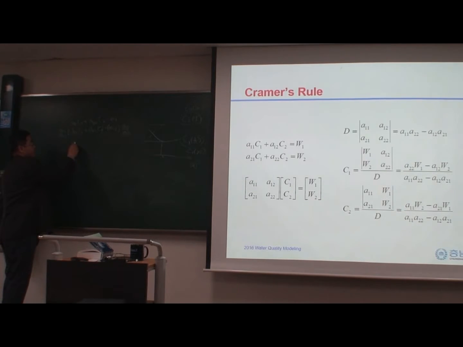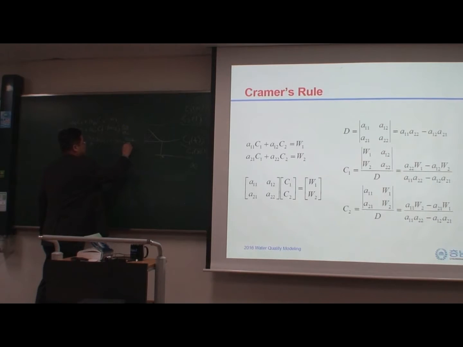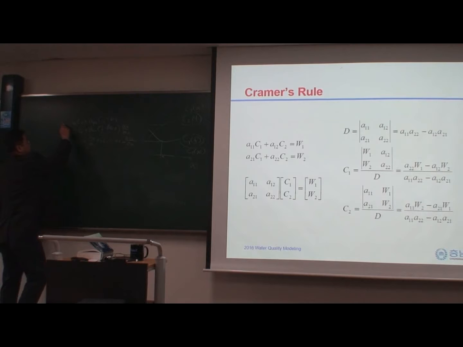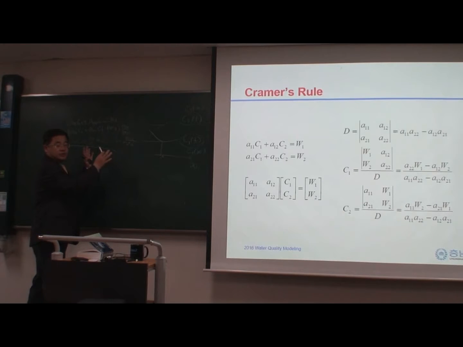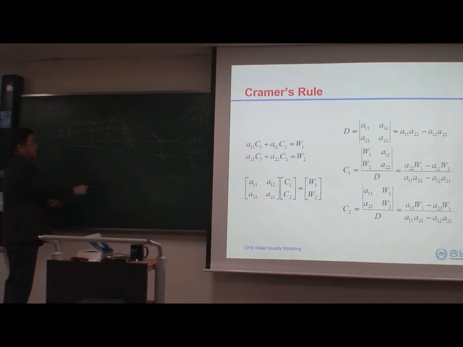This one becomes A11, C1, and A21, A11, A22, C2, W2, A21, A11, right? Okay? And if we use these two and then subtract, then we can cancel this one, right? So we can just have a function of C2 only in here if we subtract these two. Then we can simply calculate C2, and once we know C2, we can substitute back into the original equation and then calculate C1. For a 2 by 2 matrix, this is easy.